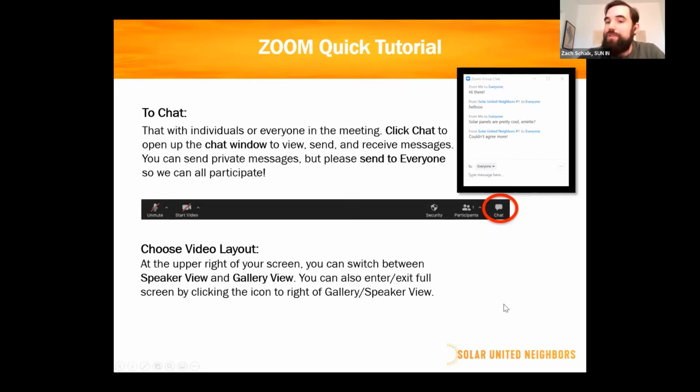And then finally, you can choose your own video layout. If you want to see everybody or just the person speaking, you can choose different options, whether it's speaker view, looking at one person, or gallery view to see more folks.